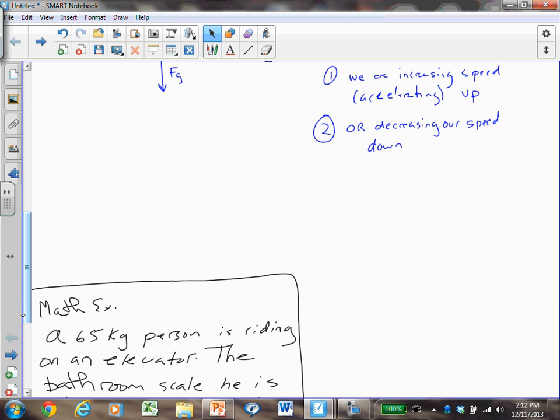Give that some thought. Here's the other example: what if the scale reads less than the true weight?